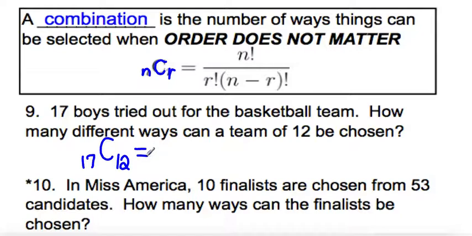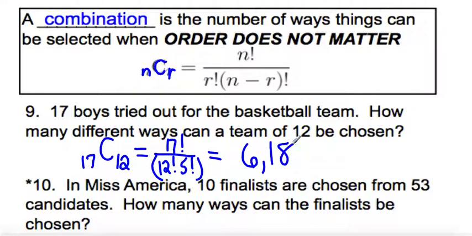So if you were using the formula, this would be 17 factorial over r factorial. That's 12 factorial. And then 17 minus 12, which would be 5 factorial. You could put this into your calculator too if you wanted. You just have to put parentheses around this. You could write it all out and do the cancellation thing. So however you want to get that into your calculator. This is a really big number. I guess this one's not too big. I was looking at the next one. Sorry. 6,188.